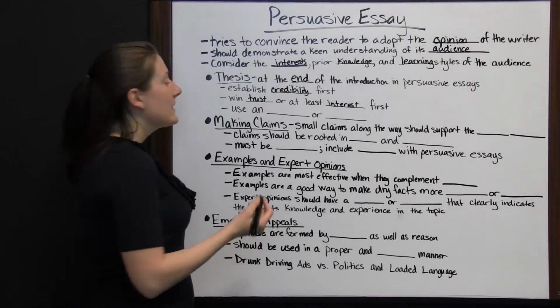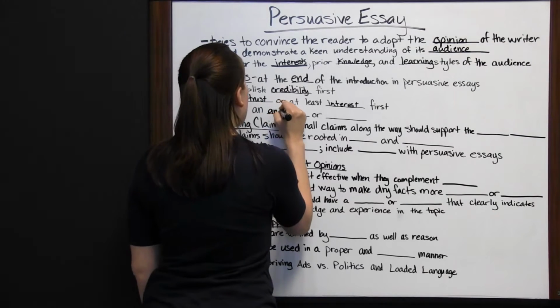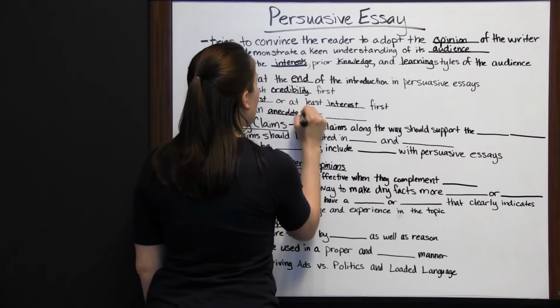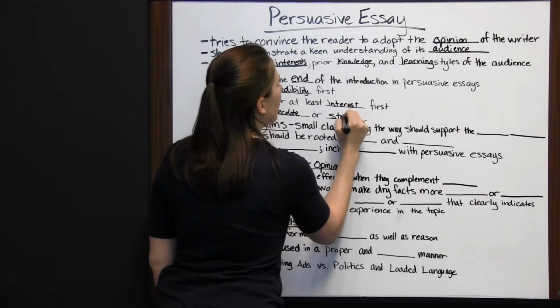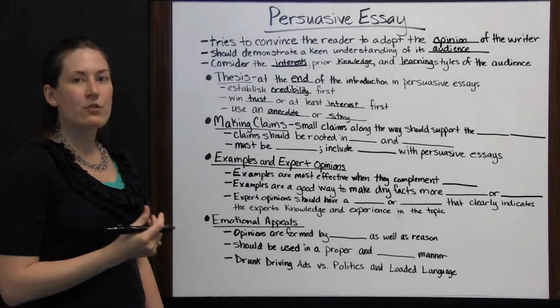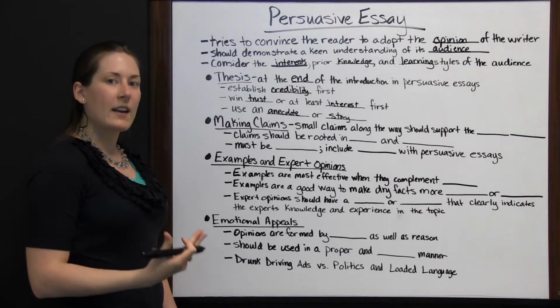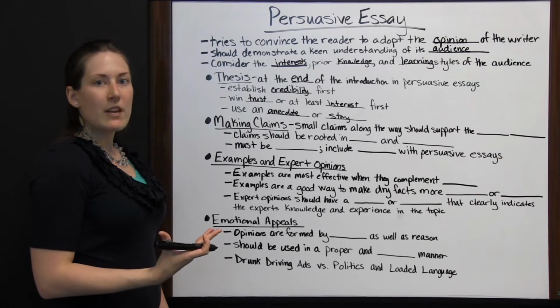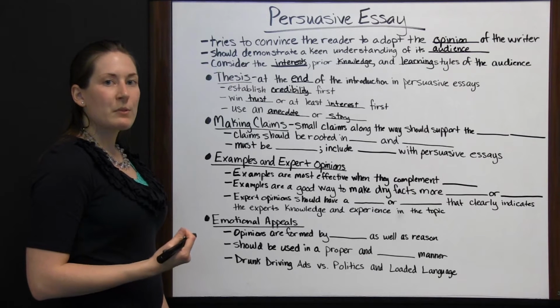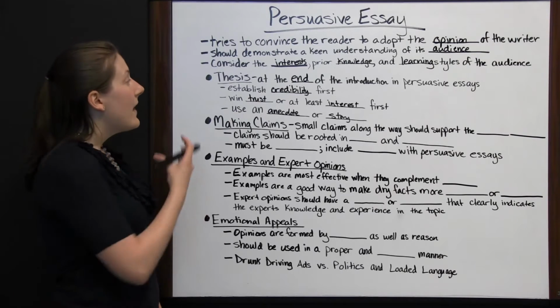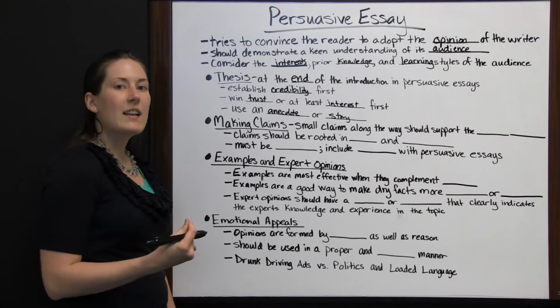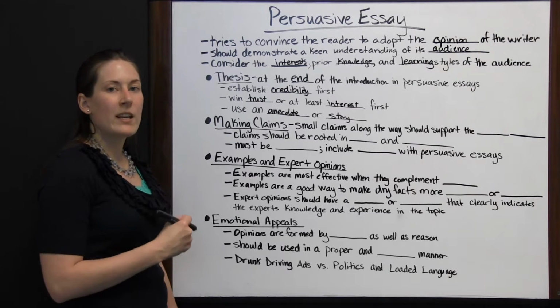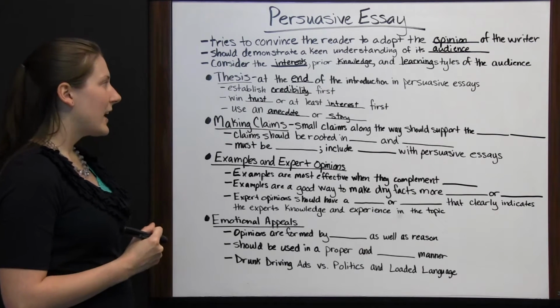And one way to do this is to use an anecdote or story. If you start off your paper with a short anecdote or story, it kind of warms the audience to you. You may give them a little bit more information that lets them know you are a credible source to be talking about this topic, and then introduce your thesis. Then introduce what it is you're going to be trying to convince them of in this persuasive essay.